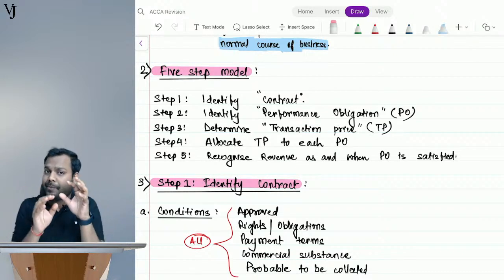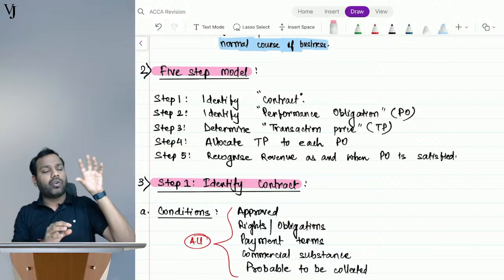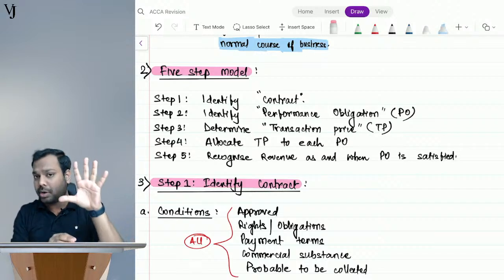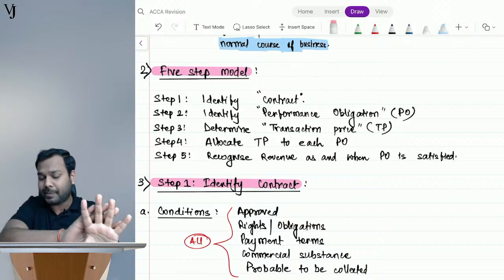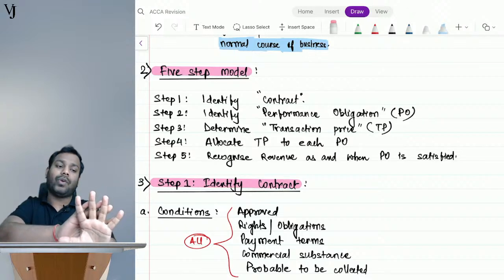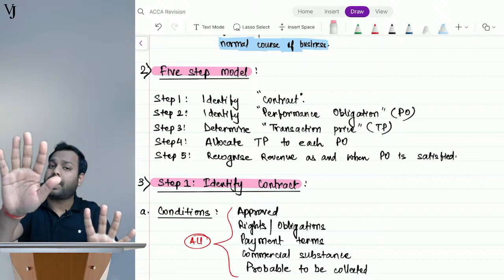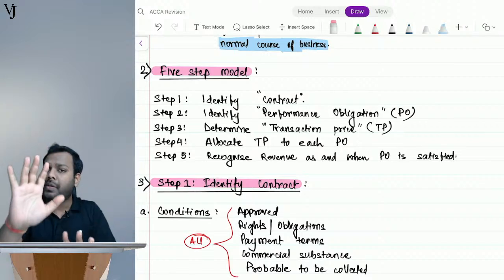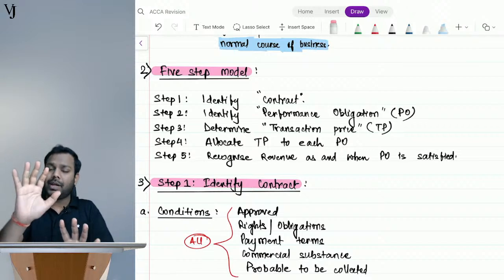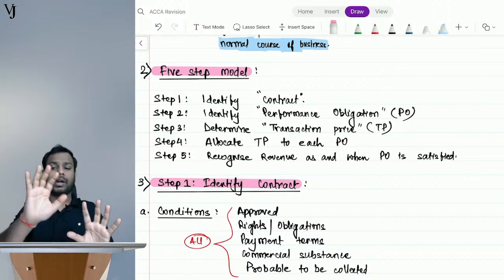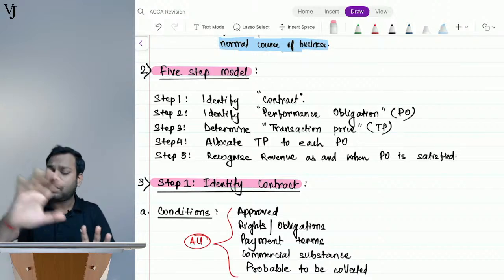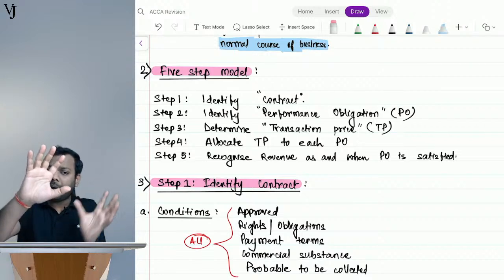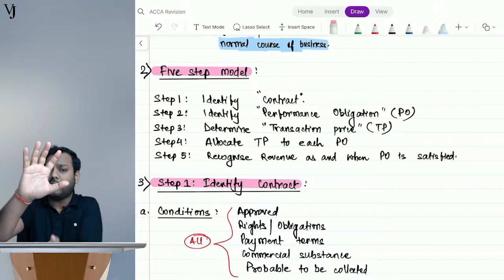First, assess if there is a contract or not. If there is a contract in place, then see what are the promises made in the contract. Once you identify, okay, this is my contract, these are my promises, identify for these promises what is the payment that you will receive.